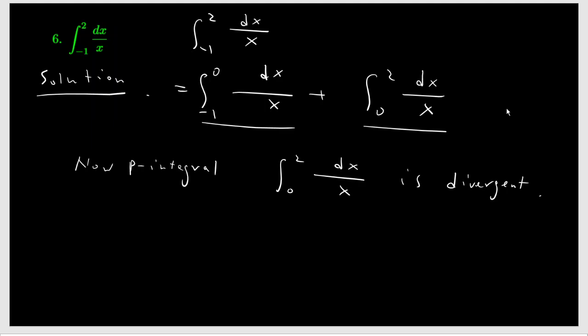If one of the two integrals is divergent, then the whole thing is divergent, of course. Therefore, the given integral is divergent.